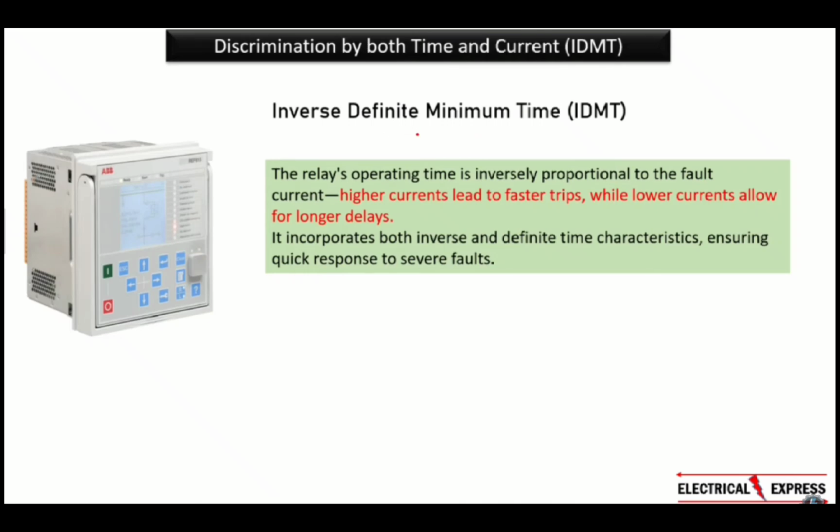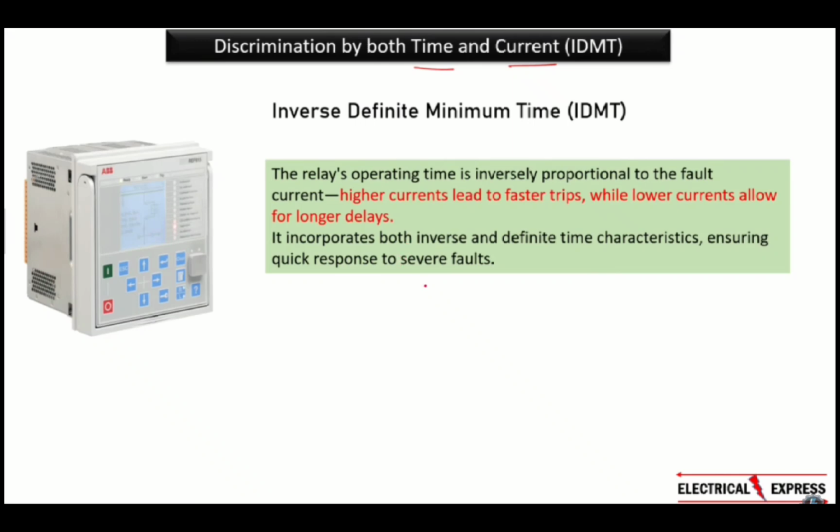The next method, which is used for 99% of overcurrent protection, is discrimination by both time and current. We've seen the time and current limitations. However, if we use both in these cases, all our problems will be solved. Let's try to understand how they will be solved. This is also called IDMT, the inverse definite minimum time.